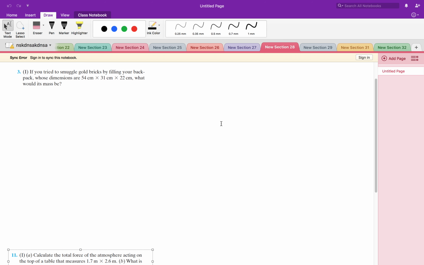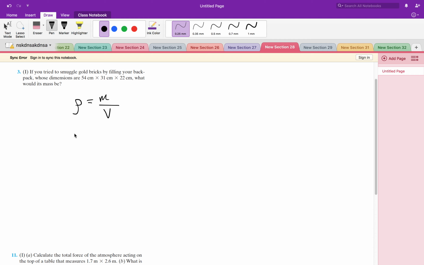So number 3. If you tried to smuggle some gold bricks by filling your backpack, they give you the dimensions here. They want to know what would its mass be. So what they're referencing here is density and mass. The main equation we're going to be using is the density, given by the Greek letter rho, lowercase rho, which looks like a p, equals the mass over the volume.